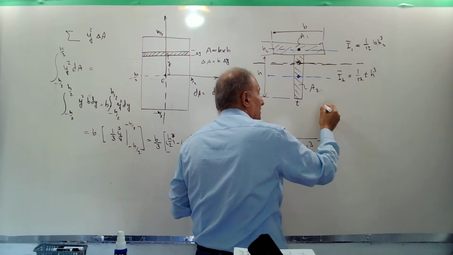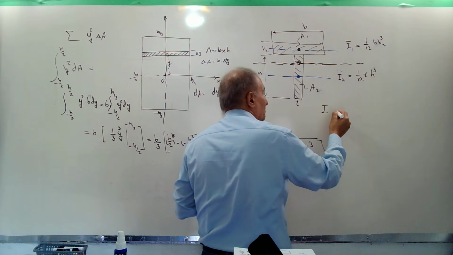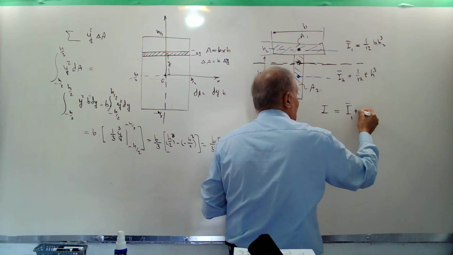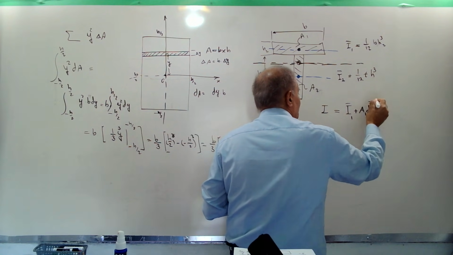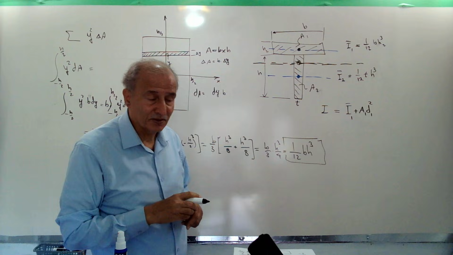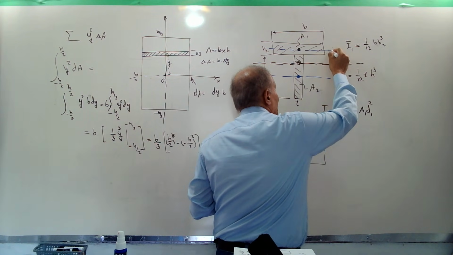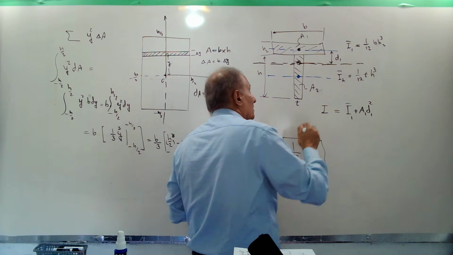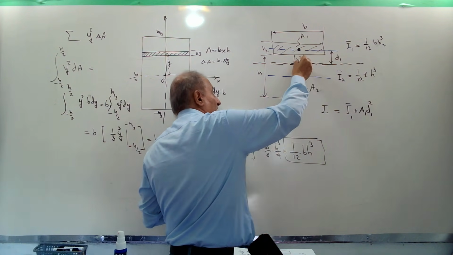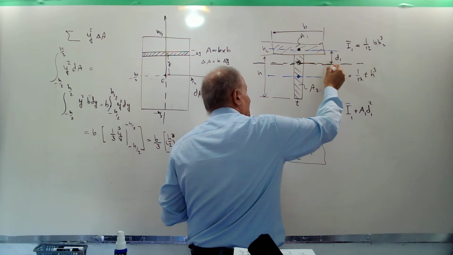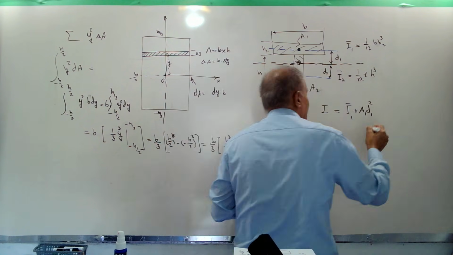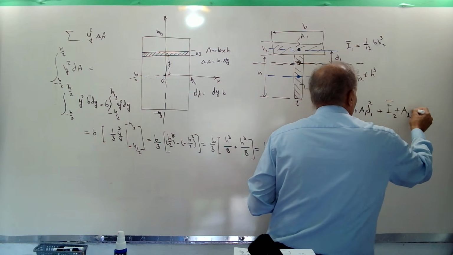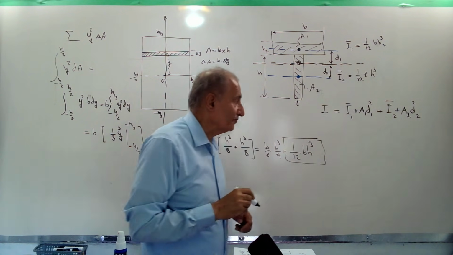Then I about the centroidal axis of the beam is equal to I1 bar plus A1 d1 to the power 2. This is the principle of transfer. And this is called d1, the distance between the centroid of this part with respect to the neutral axis. And we call this distance d2. Then plus I bar 2 plus A2 d2 to the power 2. Okay?